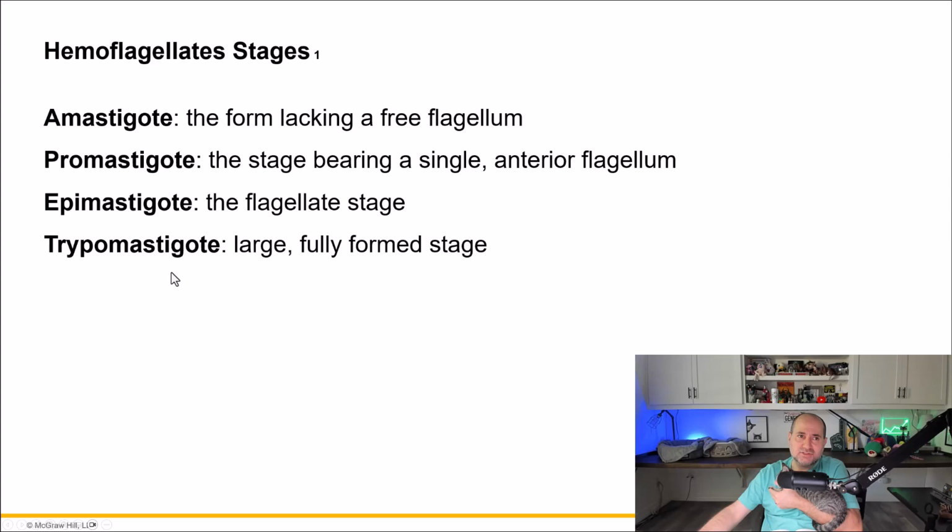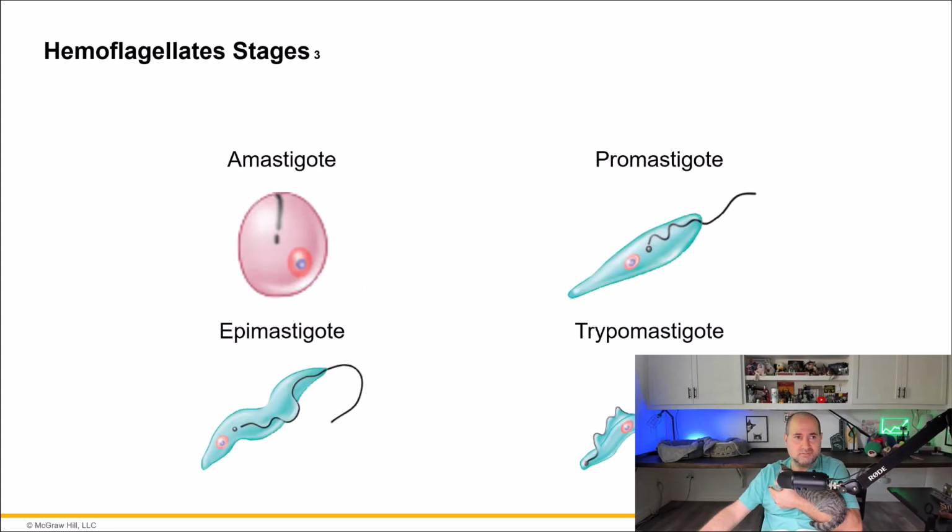These hemoflagellates have stages. The amastigote is the form lacking a free flagellum. The promastigote is the stage bearing a single anterior flagellum. Epimastigote, this is the flagellate stage. And trypomastigote, the large, fully formed stage. Here you can see exactly what those stages might look like.